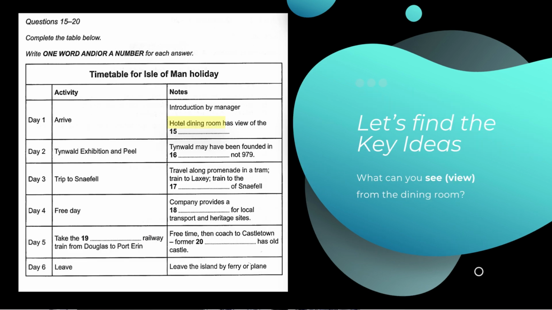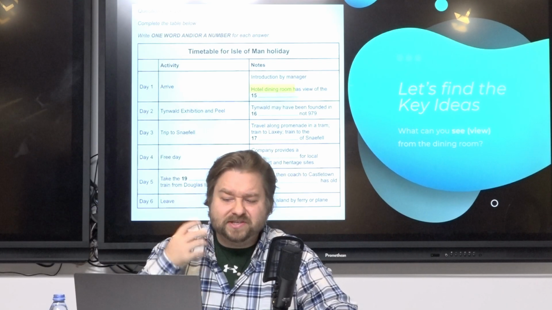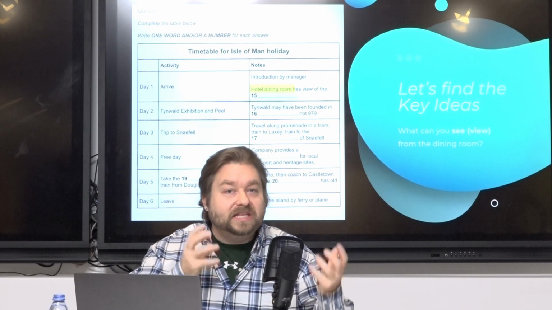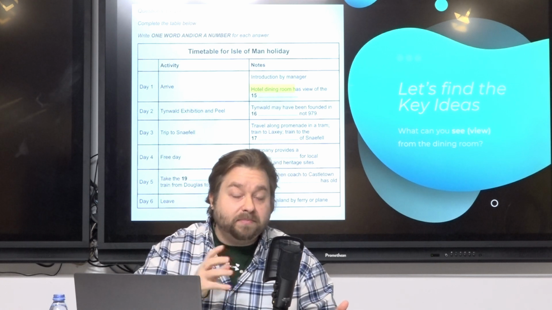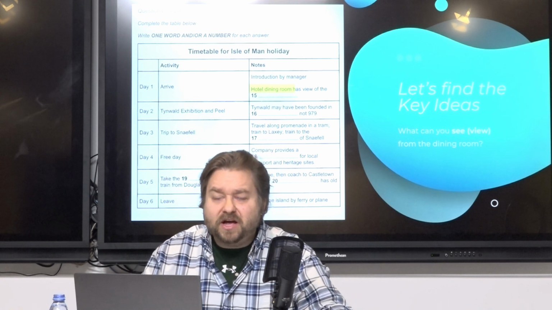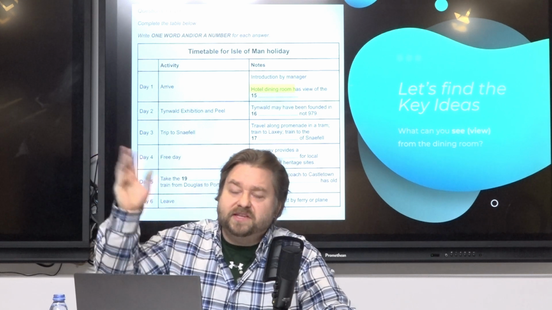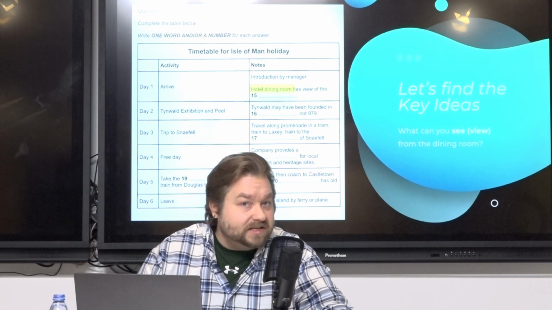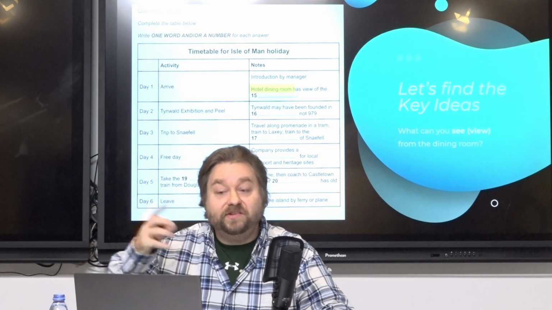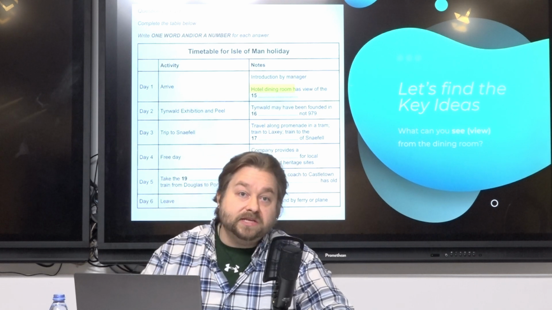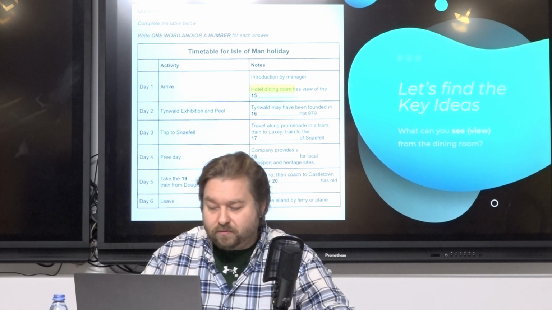Now, here, let's look at the next part. What can you see or view from your dining room, right? What can you see? What is in the dining room? Something specific related to the location, a place, right? They might say, oh, you can see this from the bathroom. Well, that doesn't match. And you can see this from the dining room. There it is, okay? See what? What can we see?